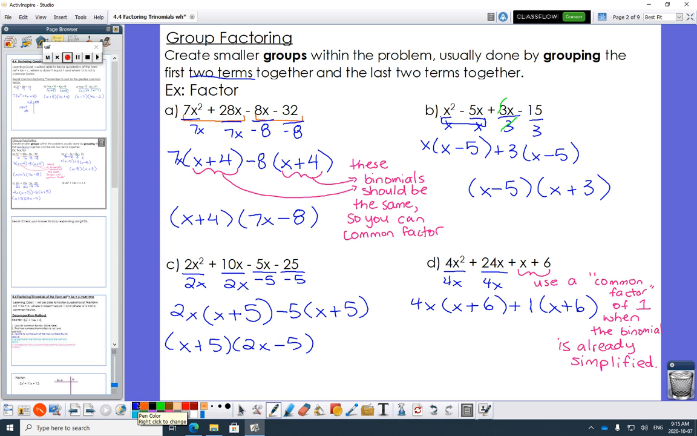Again, once you decide what this is, you can kind of see, oh, it's supposed to be x plus 1 or x plus 6. I don't want to change anything about that.